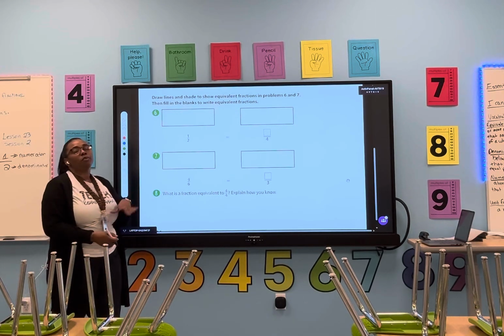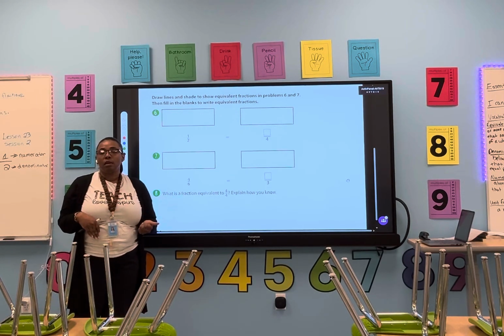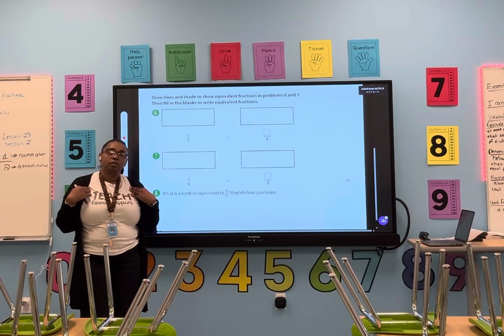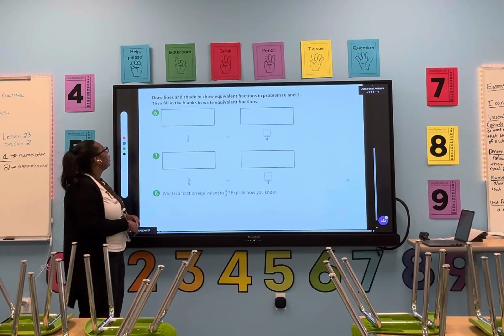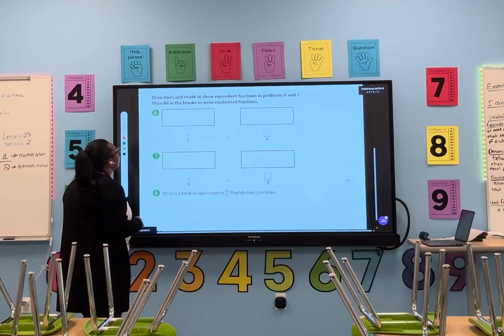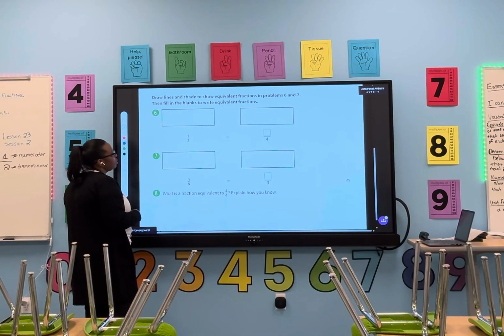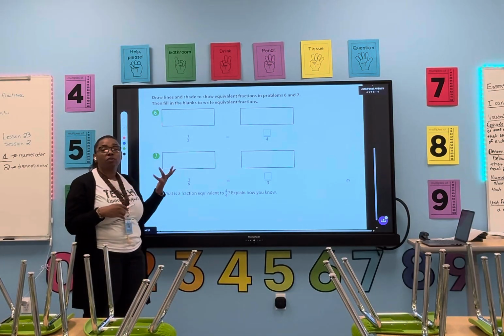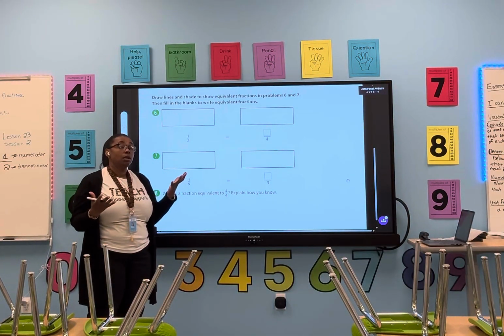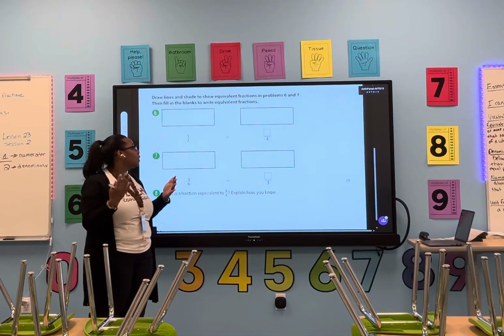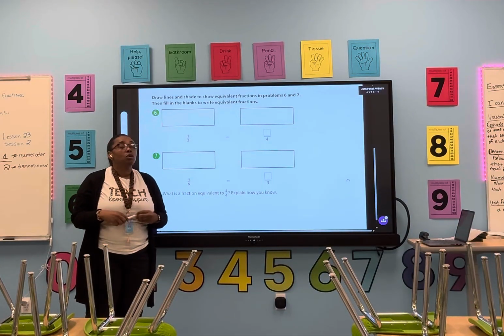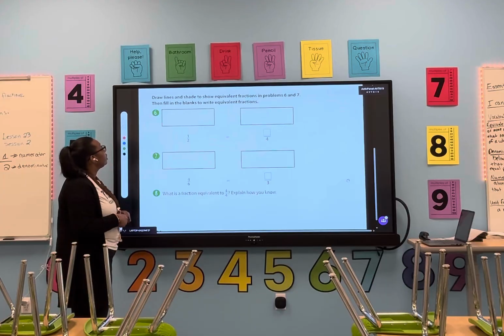So this time, remember 4 and 5, they gave us the lines. This time we have to make our own lines and shade it in. Then it says, then fill in the blanks to write the equivalent fractions. So basically the same thing we did for 4 and 5, but this time we have to put the lines. So we're still shading in and we're still filling in the blanks to the missing numerators. So let's go ahead and do 6.